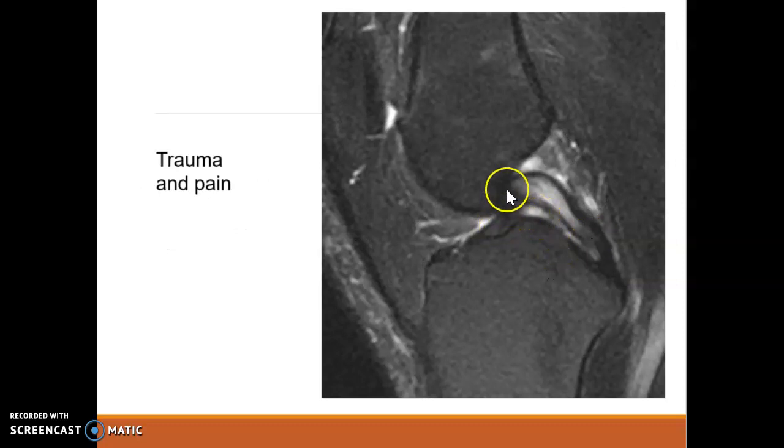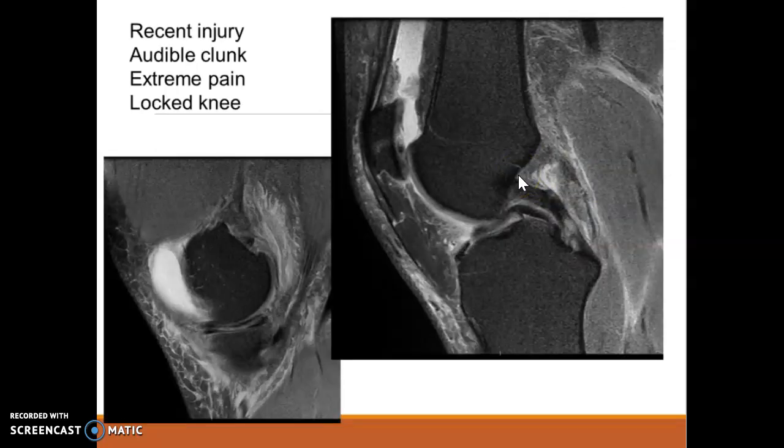Looking here, you can see the PCL quite nicely. Recent history of trauma and also pain within the knee. You can see there's this increase in white around the PCL and actually within the PCL itself. So you've actually got a PCL edema here. The PCL doesn't seem to be ruptured or torn. There doesn't seem to be any disruption in the length of the PCL, but you have this associated edema.